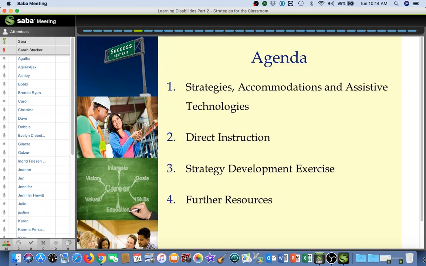So our agenda today is talking about strategies, accommodations, and assistive technologies, direct instruction, and looking at a strategy development exercise and sharing further resources as well.